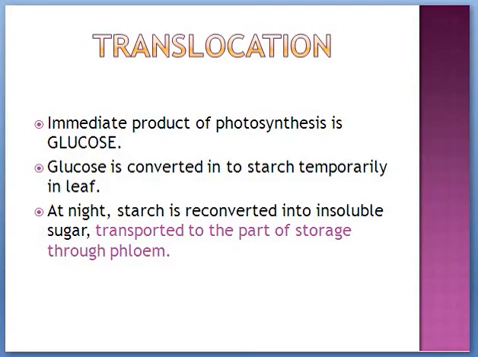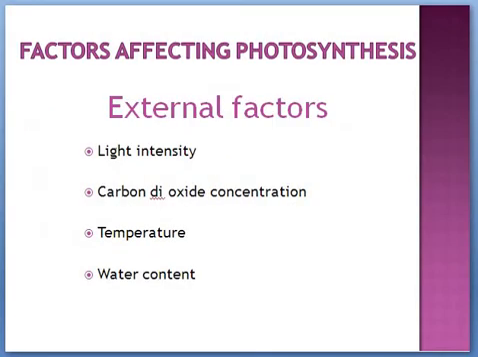The next topic that we are going to learn is factors affecting photosynthesis. Just two more topics, okay? Factors affecting photosynthesis. The first one is external factors. External means outside the plant, right? So light intensity. Light intensity is very important. In light intensity, you should know a very, very important question that generally comes from this part. The best light for photosynthesis is blue and red light.